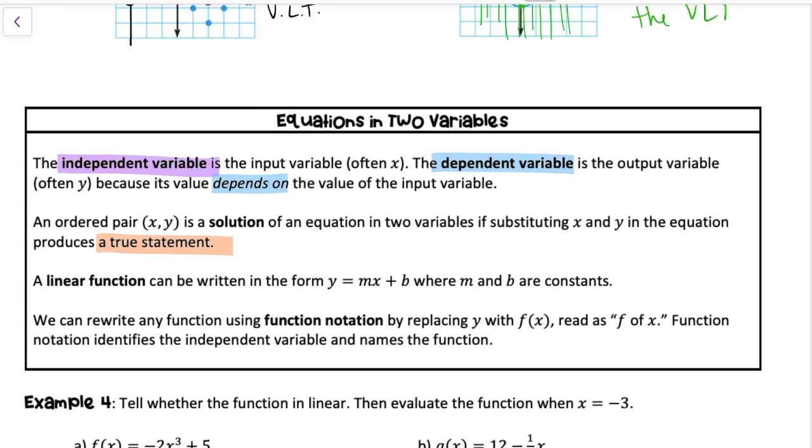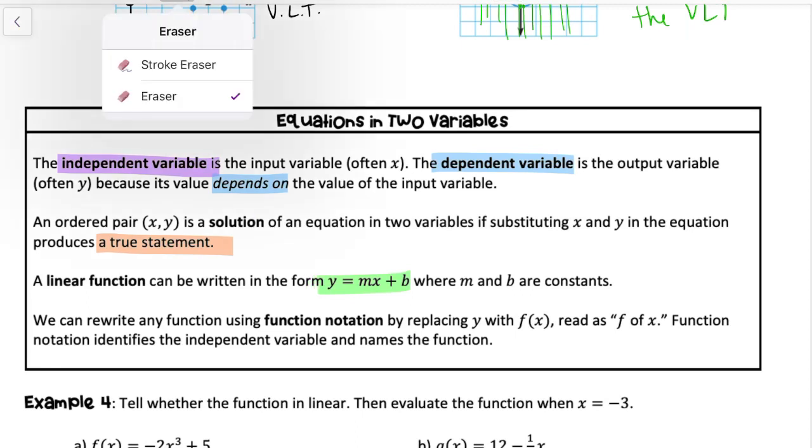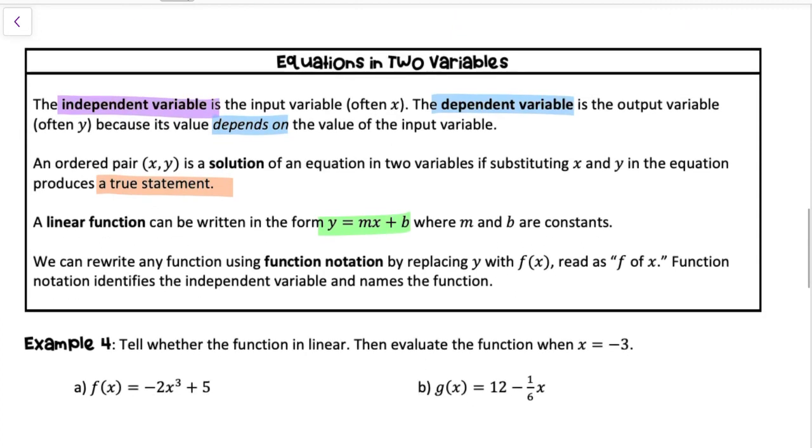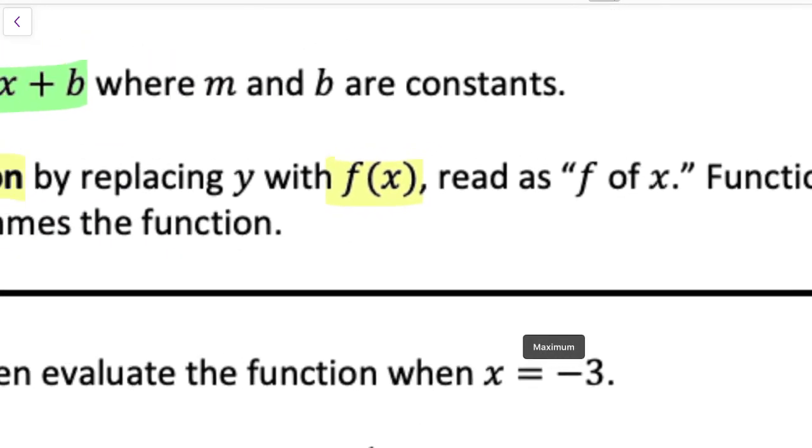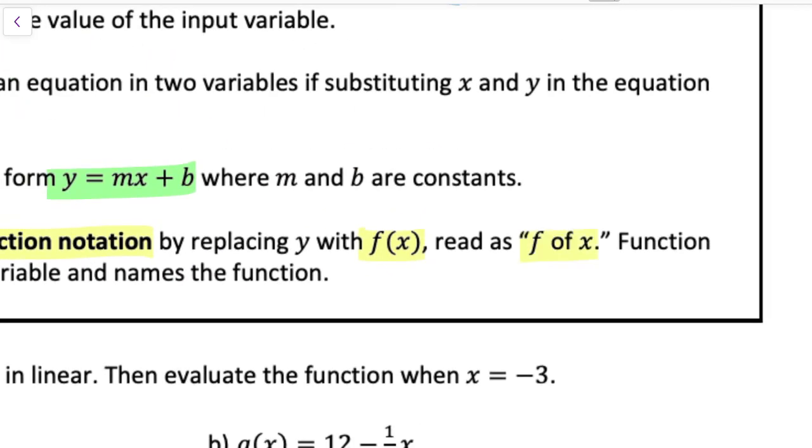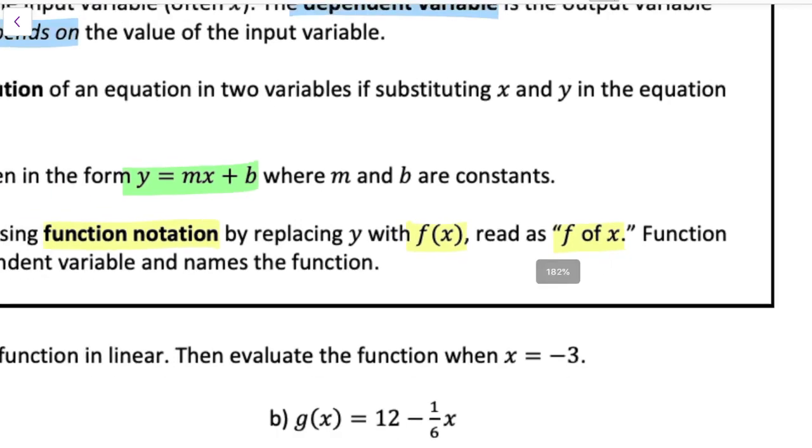A linear function can be written in the form y equals mx plus b, where m and b are constants, and then x and y are your independent and dependent variables, respectively. And lastly, we can rewrite any function using what's called function notation by replacing your y with this guy. And we have to read that as f of x. You can't just say fx. It is f of x.